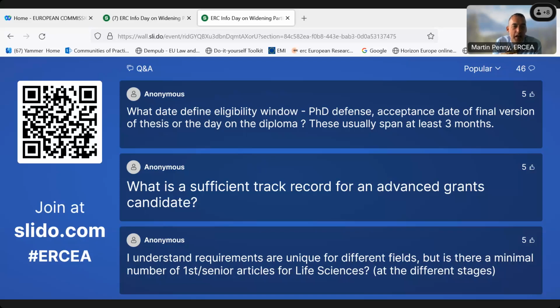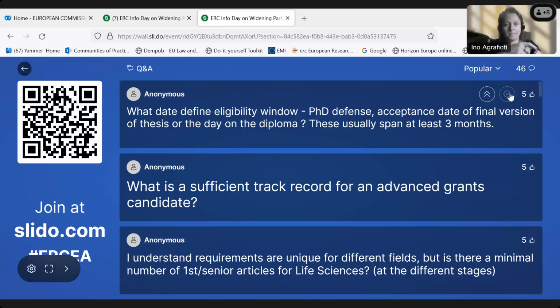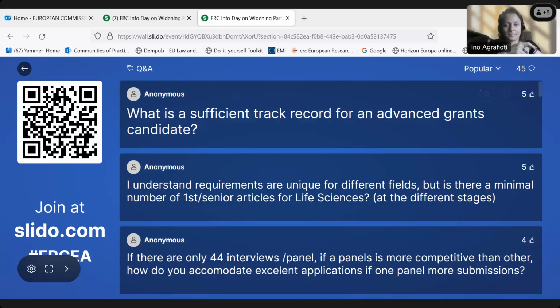Can I turn to you on eligibility windows? What date do we use? PhD defense. We clarified this 2 years ago because we used to find that people really could have given us a piece of paper that was 2 years after, not just 3 months, as you say here. So now we use the PhD defense of the first PhD. Thank you. Very clear.